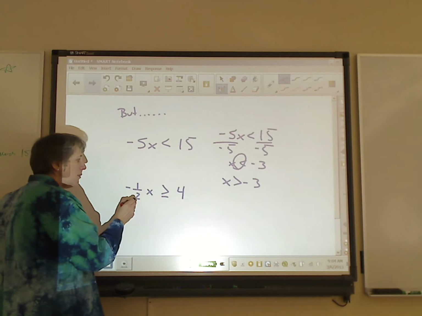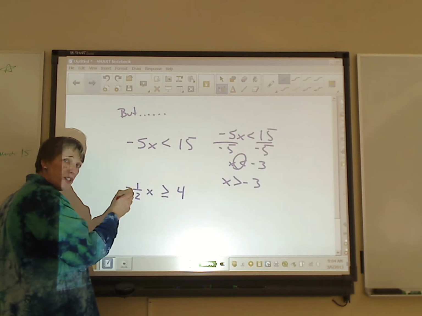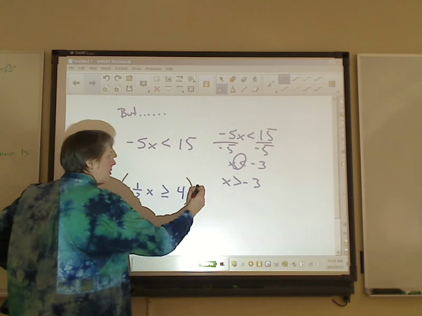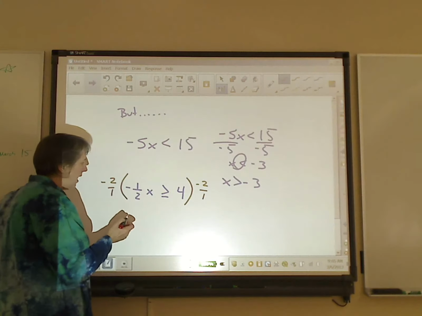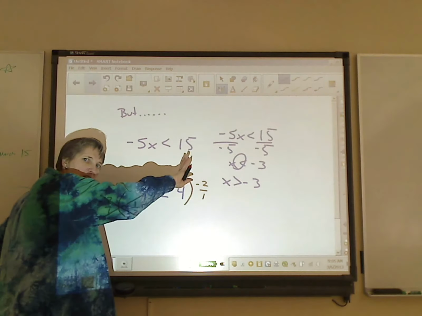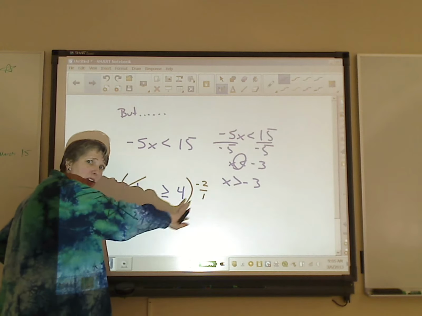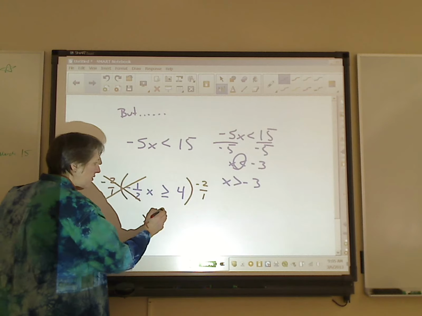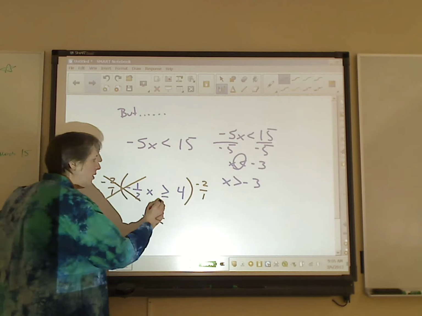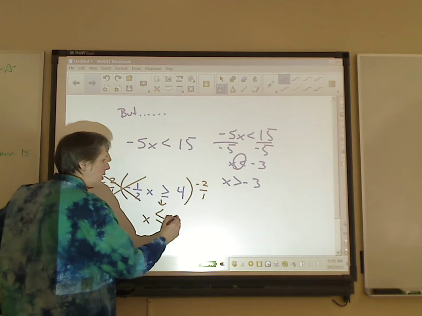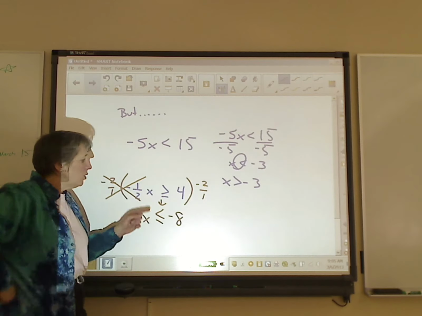I'm going to multiply both sides by negative 2, so I can clear my fraction. When I do that, this becomes positive. I'm transferring the negative over. Because I'm transferring the negative value over, I have to flip the sign. So the sign flips right away. Very important: when you're multiplying or dividing by a negative, you have to flip. Negative 8. You always double check.